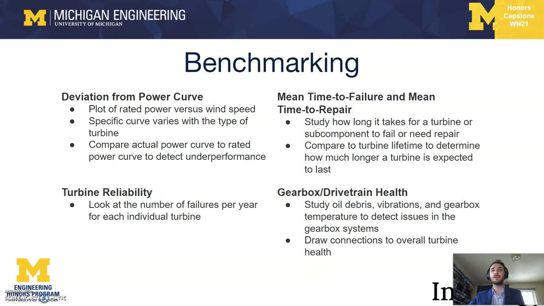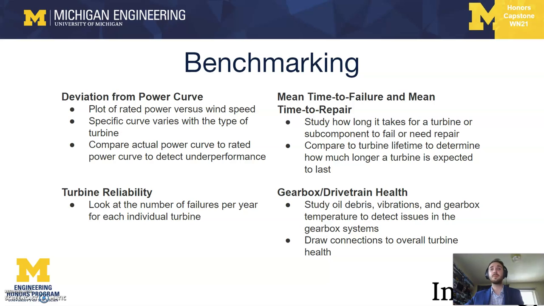There are already a few metrics for quantifying wind turbine health and performance, the first of which is deviation from the power curve. The power curve is a plot of rated power versus wind speed, and this curve varies based on turbine type. Comparing the measured power curve to the rated power curve is a popular way to detect underperformance.